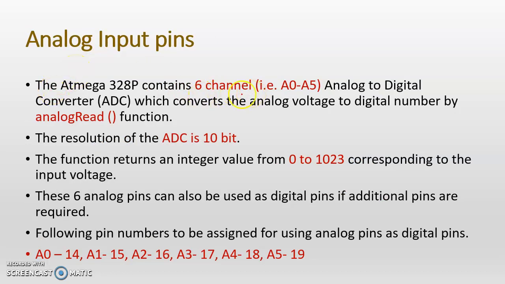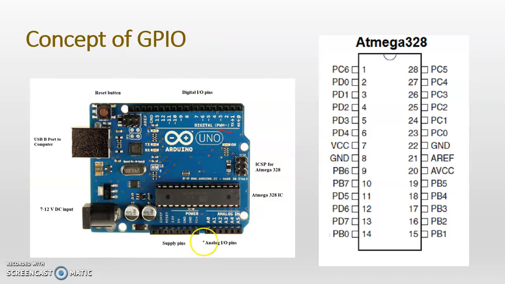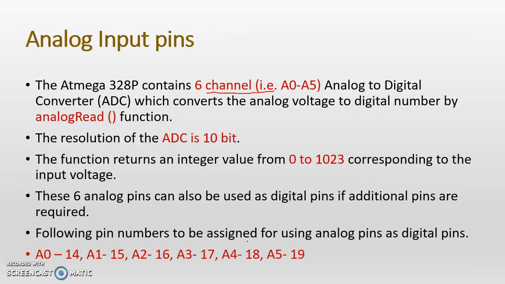The ATmega 328P contains a 6 channel ADC, that is pin numbers A0 to A5 as I have shown here. These analog input pins A0 to A5 are available. Because the ADC is inbuilt, it will convert the analog voltage to digital numbers with the help of the analogRead function. This is the syntax. It can read the analog signals. The resolution of this ADC is 10 bit.